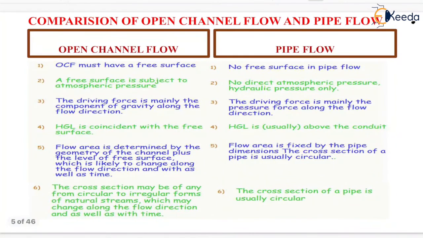Now, next is the comparison of open channel flow and pipe flow. Now, OCF must have a free surface. It means that open channel flow must have a free surface. In case of pipe flow, no free surface is present. In open channel flow, the free surface is subject to atmospheric pressure, but in case of pipe flow, there is no direct atmospheric pressure, hydraulic pressure only.